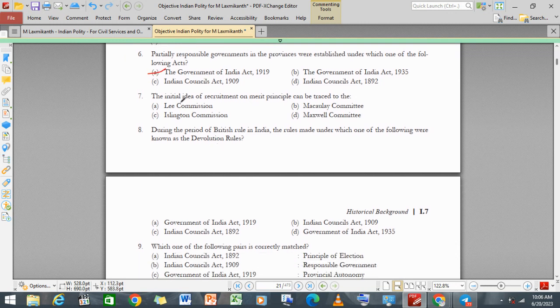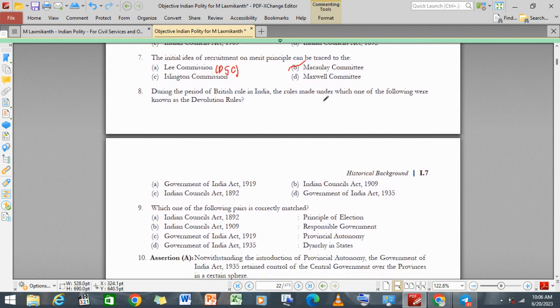Now, the initial area of recruitment on the merit principle was traced in the Macaulay Committee, I believe, right? Because we haven't read anything about it. Through the Lee Commission, the Public Service Commissions came, right? But the Macaulay Commission did it based on merit.